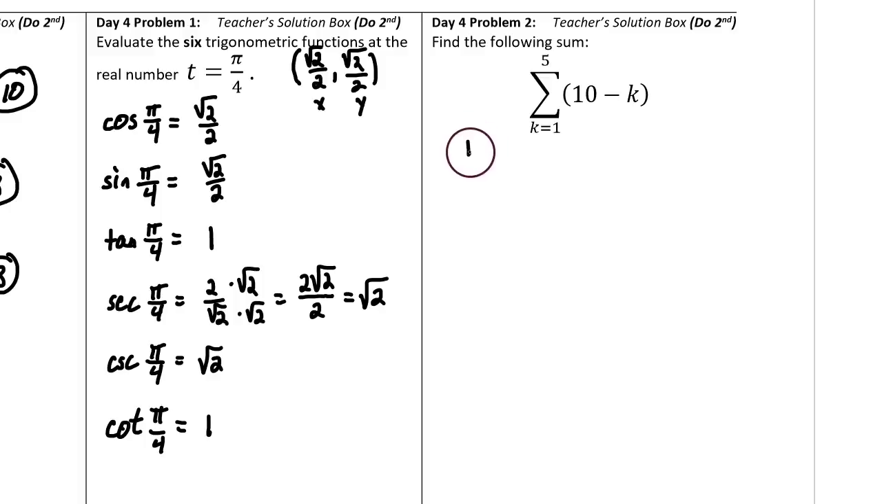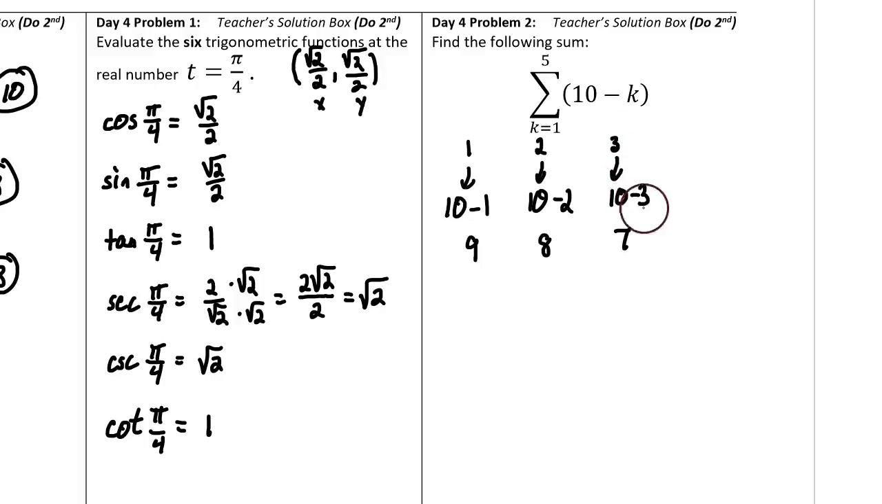When we want to find the first term of the sequence, we put in 1 for k. We find out that that answer is 9. When we want to find the second term of a sequence, we put in 2 for k. That answer is 8. When we want to find the third term of the sequence, we put in 3 for k. That answer is 7.